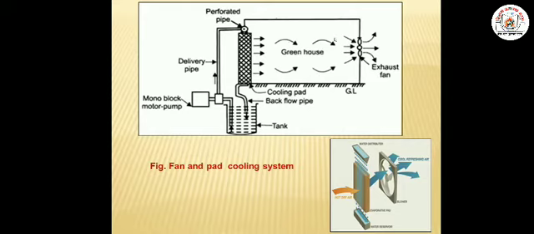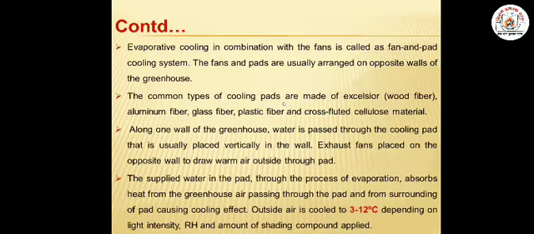Okay, and a reduction in temperature inside this greenhouse structure is achieved, and a desired cooling effect in the greenhouse structure is obtained, and the hot air is exhausted out by means of such a high capacity exhaust fan. Okay, so this is about the working of the fan and pad cooling system. Then next to that, evaporative cooling in combination with the fans is called a fan and pad cooling system. The fans and the pads are usually arranged on the opposite walls of the greenhouse.